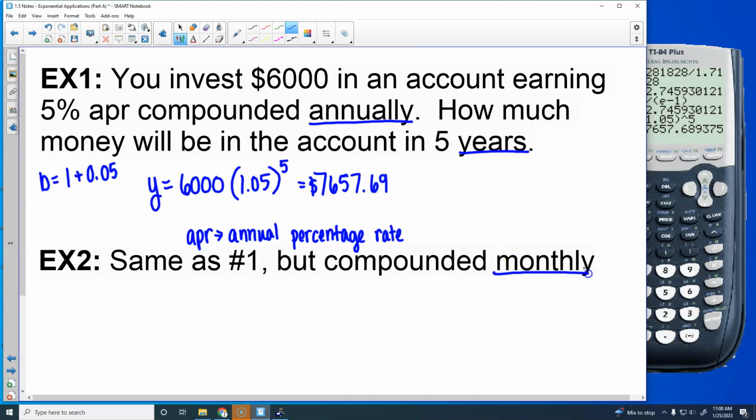But if you're compounding monthly, they are not going to give you the annual rate every month. If you find a bank that will do that, put all of your money there. You're going to be really rich really quick. But you won't find it.